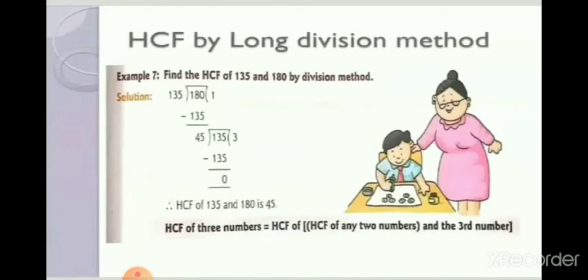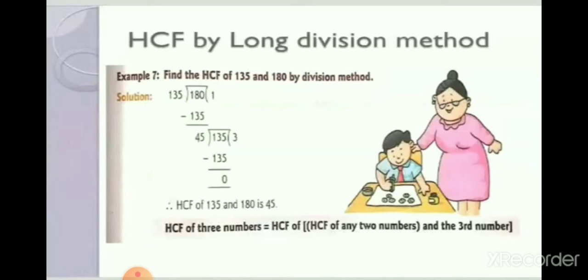Now let us have a look at the last method of HCF, that is the long division method. Here an example is given: find the HCF of 135 and 180 by the long division method. To find this HCF, first we will see which is the bigger number between both. Our bigger number will become the dividend and our smaller number will become the divisor. So the smaller number is 135.